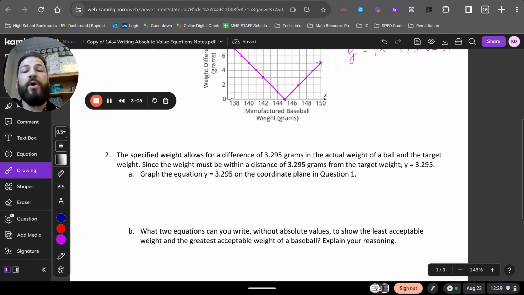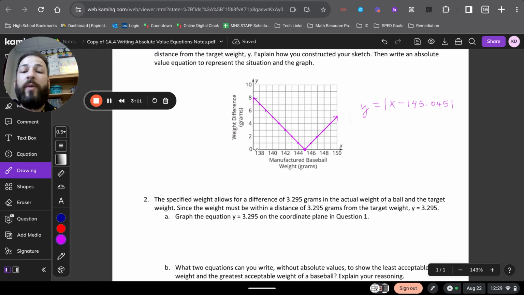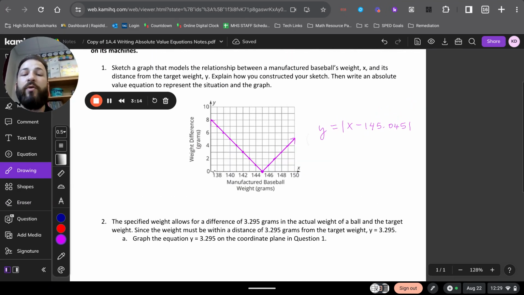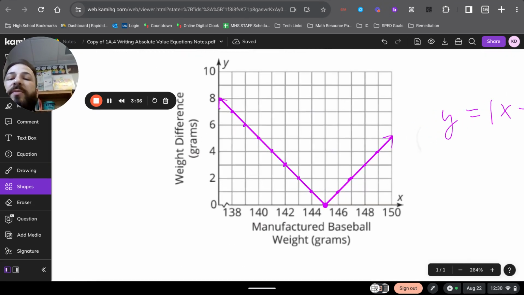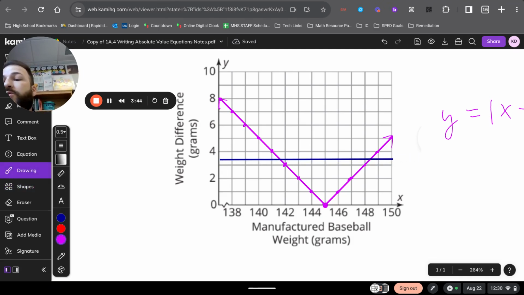Okay. Now in part B, they tell us that the specified weight allows for a difference of 3.295 grams between the actual weight of a ball and the target weight. Since the weight must be within a distance of 3.295 grams from the target weight, Y equals 3.295. So they've given us a second equation to add to our graph, specifically that our Y value needs to be no higher than 3.295. So we're going to go onto our graph, just a little bit higher than 3 because it's about 3.3. We'll graph a nice straight horizontal line to represent Y equals 3.295.